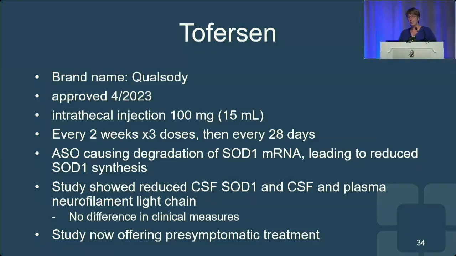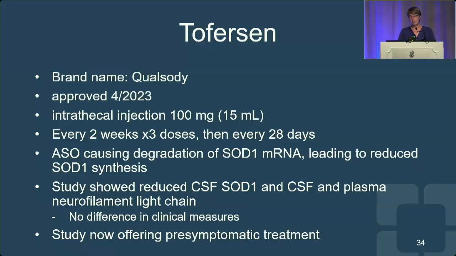What it did show is that there was reduced CSF SOD1, and there was a reduction in the neurofilament light chain in the spinal fluid and in the plasma. And those two biomarkers were adequate from the FDA perspective for the medication to be approved. So it's been an interesting journey getting to that approval, and it's going to be even more interesting as things move forward. There's going to be ongoing work to sort of figure out what's happening from that clinical perspective to make sure that we're offering a medication that truly alters clinical outcomes.